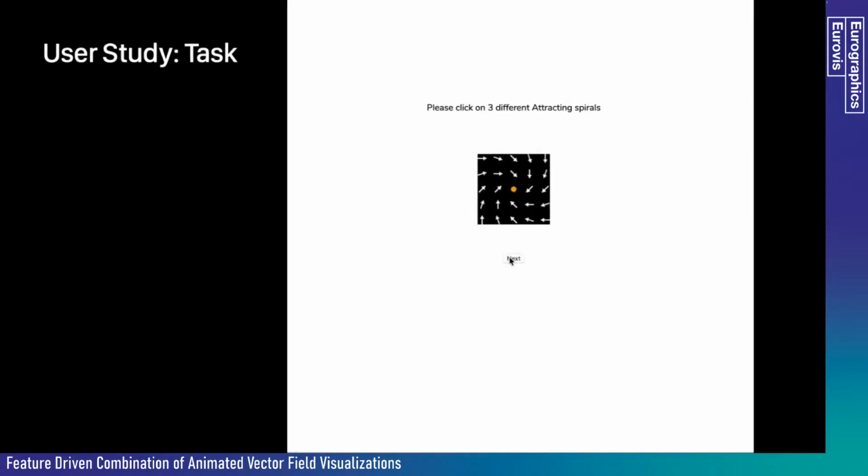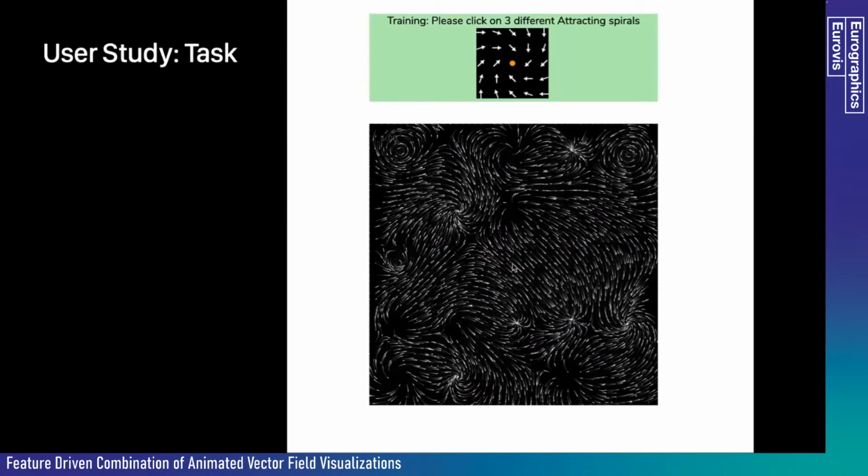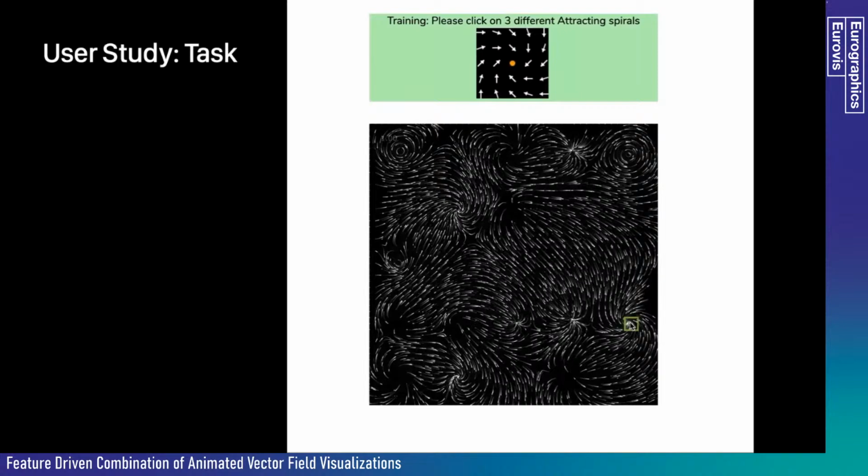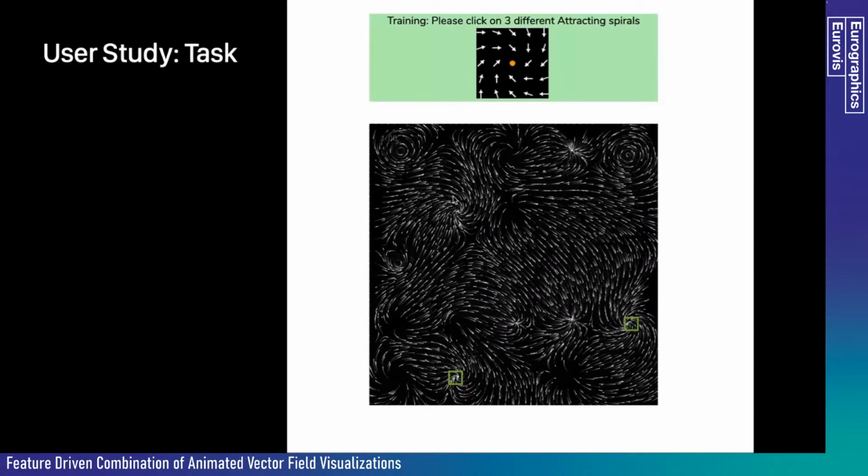To compare the techniques, we chose a critical point detection task. This task has been used in previous studies comparing flow visualization techniques and requires understanding the flow both locally and globally. We asked participants to find 3 instances of each critical point each time. Here we have an example of a task. The participant has to find 3 different attracting focus. To select them, he clicks on them.